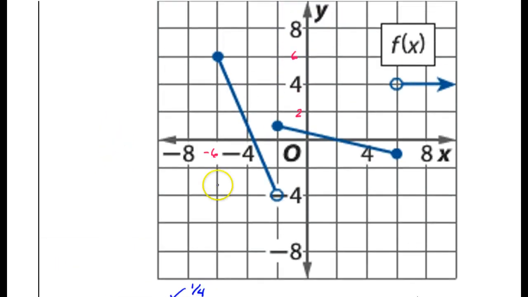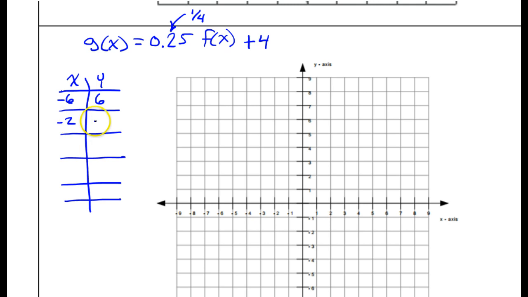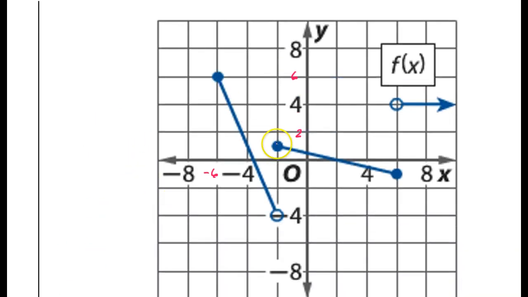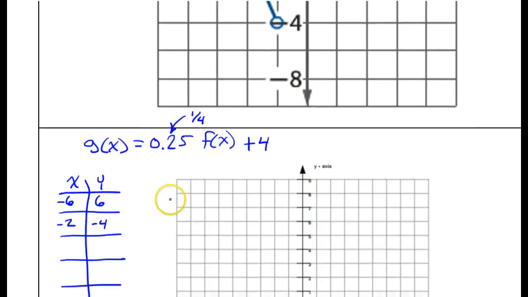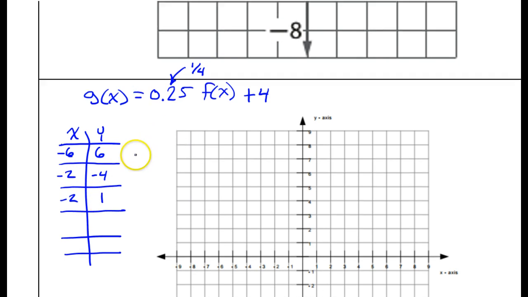All right, next let's do this open circle down here. This is the point -2, -4. Again, they're counting by 2s. So -2, -4. All right, how about this point right here? This is the point -2, 1. See how it's halfway up? So that's a 1. So -2, 1.